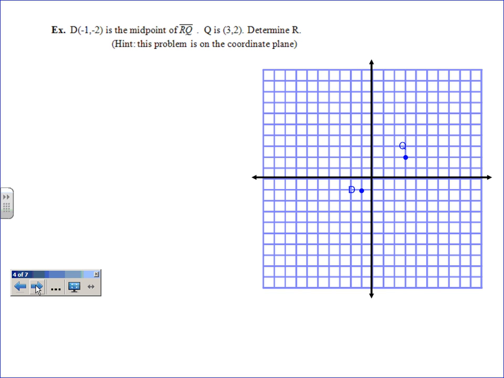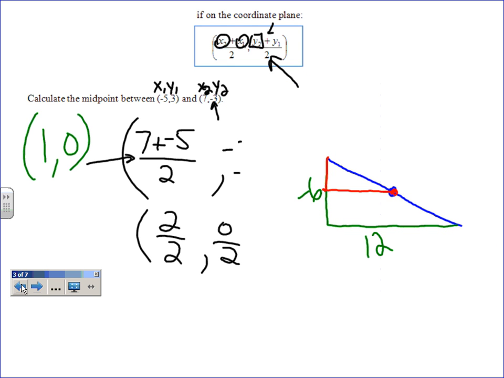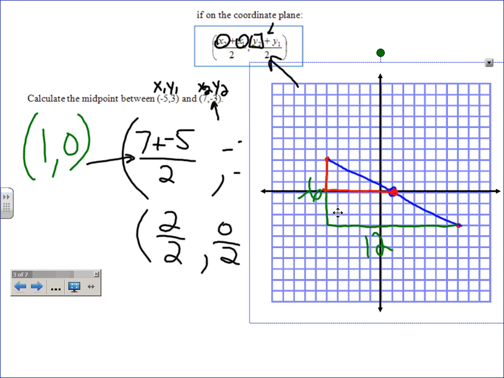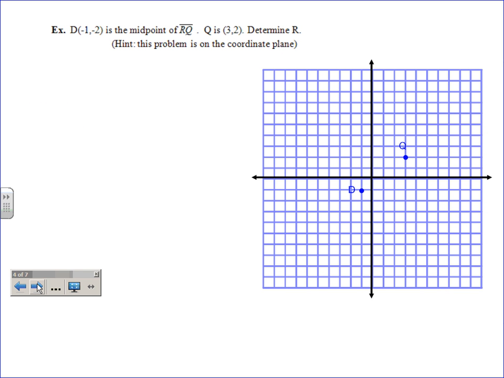Ooh, why don't you read this one quick and see if you can tell me what's different. Any ideas why this one's different, say, than the last problem? Yeah, John? I gave you the 2 endpoints, and I asked for the middle. Now I gave you one of the endpoints, gave you the middle, and I'm asking for the other endpoint.